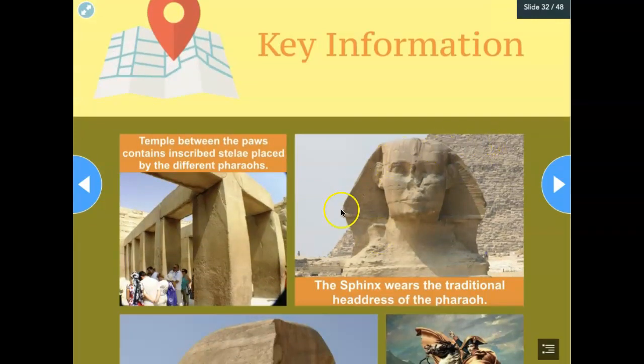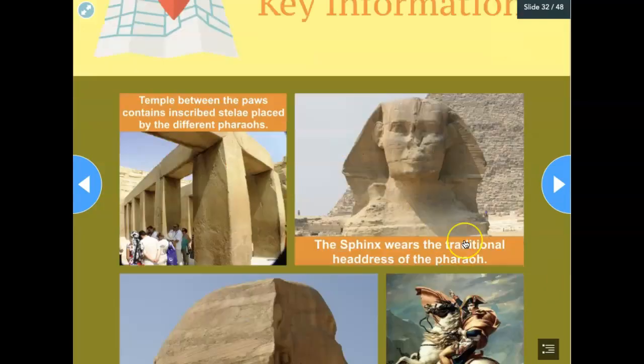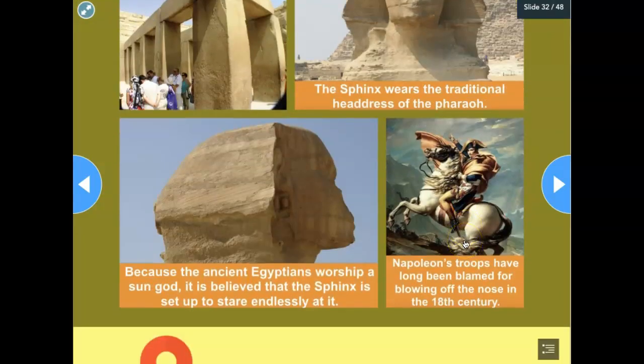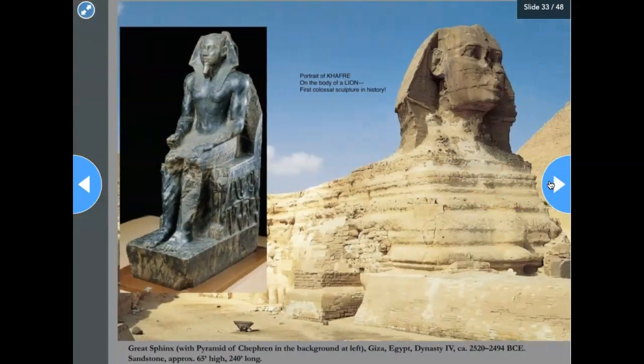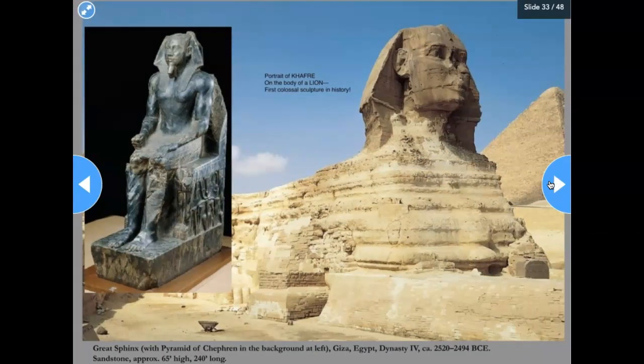and that he's actually wearing the traditional headdress. This would be what you'd call an Egyptian crown, and Napoleon's troops, bad, they came and they were believed to have blown off the nose, and all kinds of other really cool things about the Sphinx, right? So here it is. We have a sculpture of Khafre, and you can see that the portrait really resembles him. So we think that this is really what he looked like. And there it is, the first colossal sculpture in history. So we learned the name of the first architect, and now we looked at the first colossal sculpture in history.